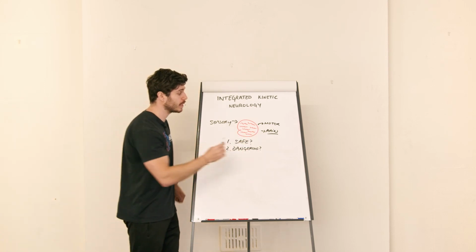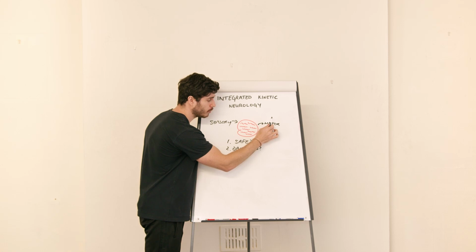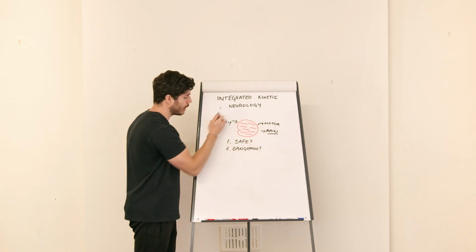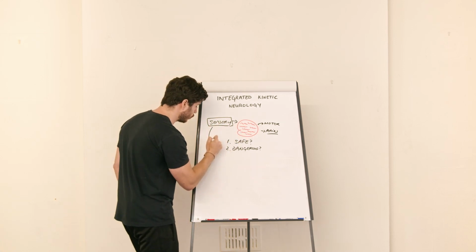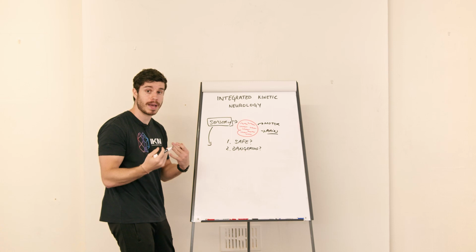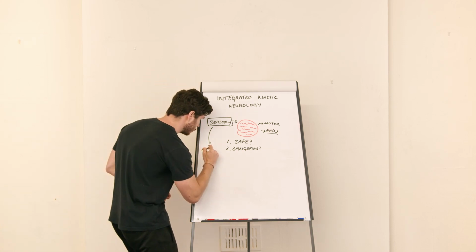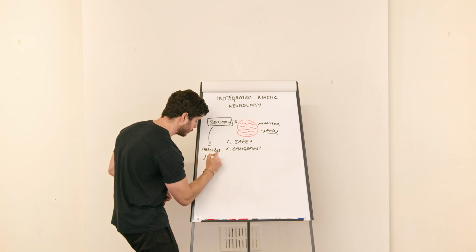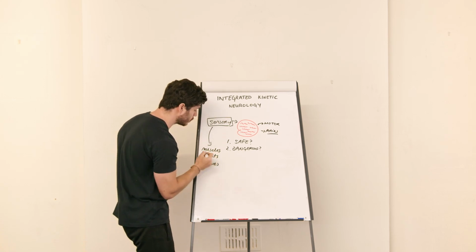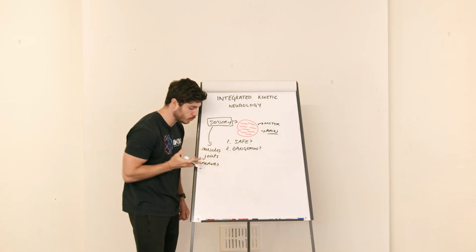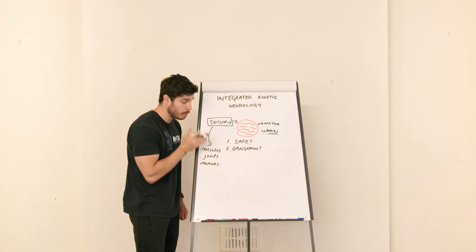So instead of focusing on the motor output, what we need to do is step back and understand the quality of the sensory input. And so we need to have a look at the load capacity of the muscles, the joints, and the nerves.